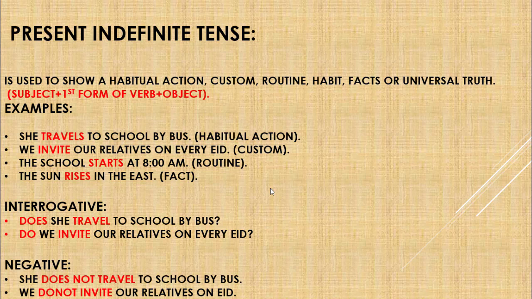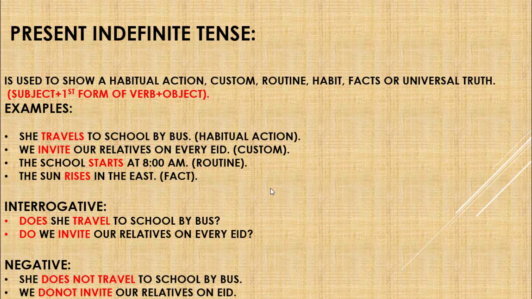Present indefinite tense is used to show a habitual action, custom, routine, habit, facts or universal truth. We use first form of verb in this tense. As you can see the examples, she travels to school by bus. We invite our relatives on every Eid. The school starts at 8 a.m. The sun rises in the east.